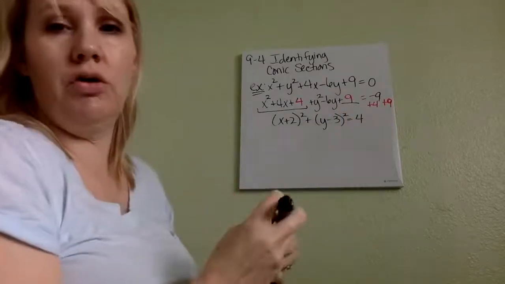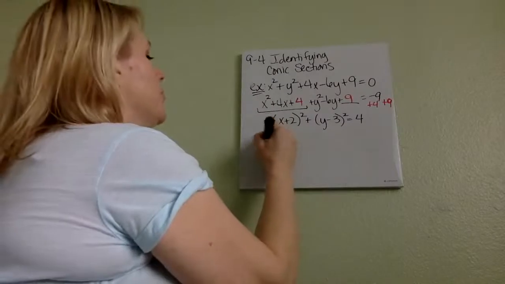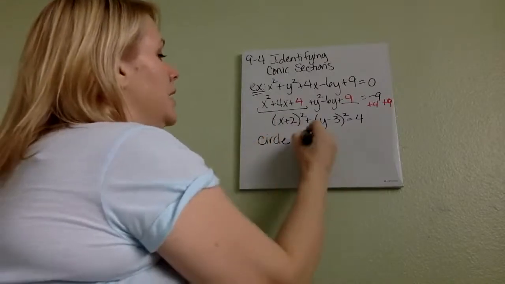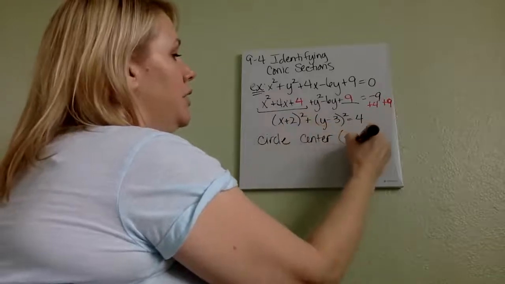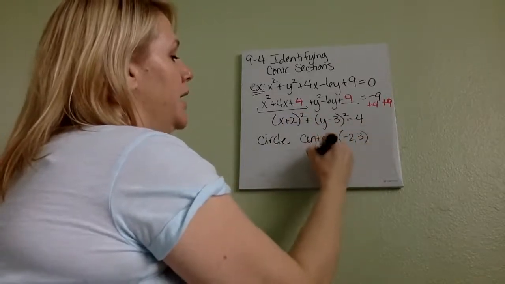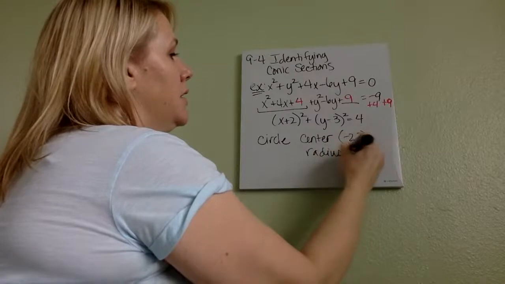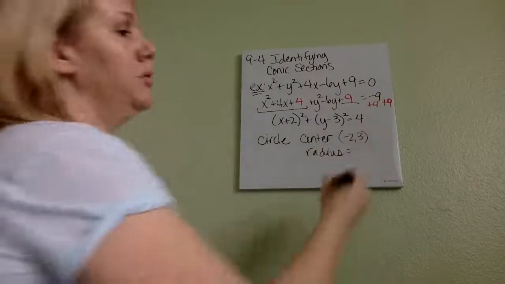And so this is a circle. And its center is at negative 2, 3. And its radius is the square root of 4, which is 2.